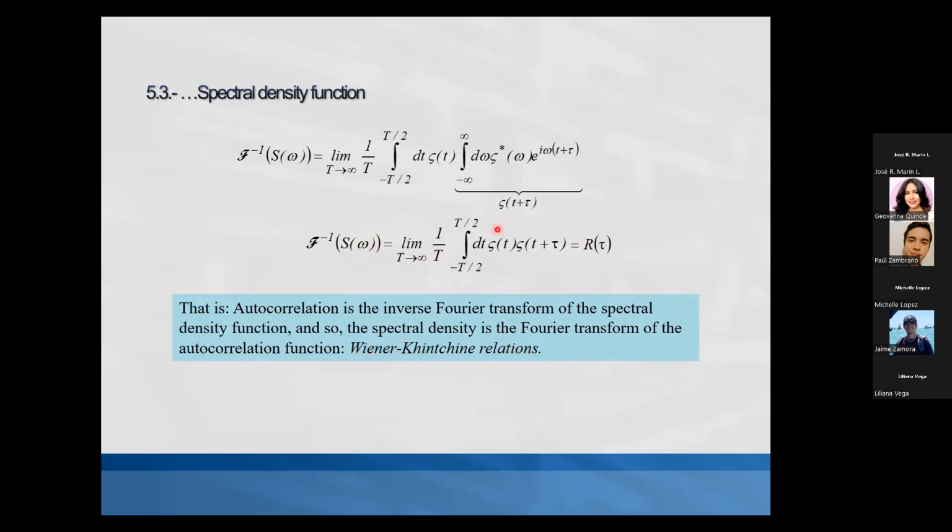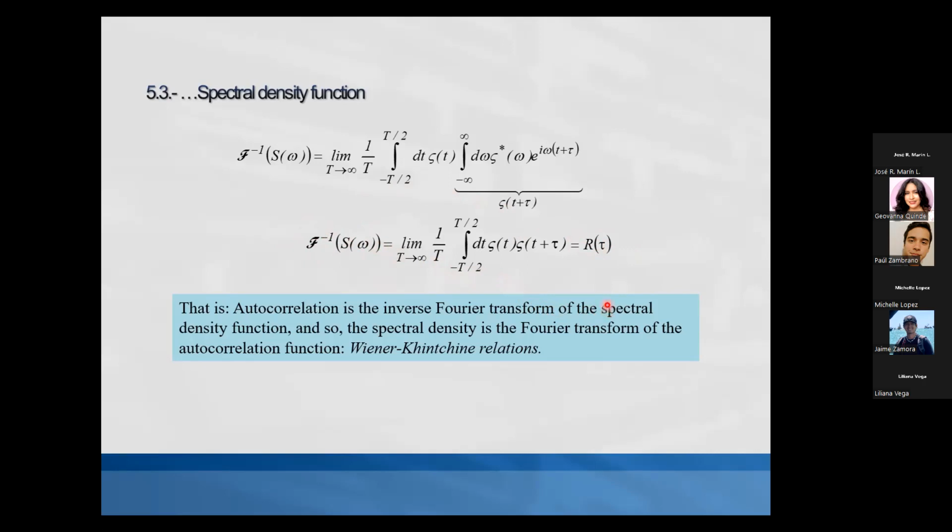So you start with the spectral density, get the inverse Fourier transform, and get the autocorrelation. Or if you have the autocorrelation, you can apply the Fourier transform, and you are going to get the spectral density. That's something that we need to keep in mind.